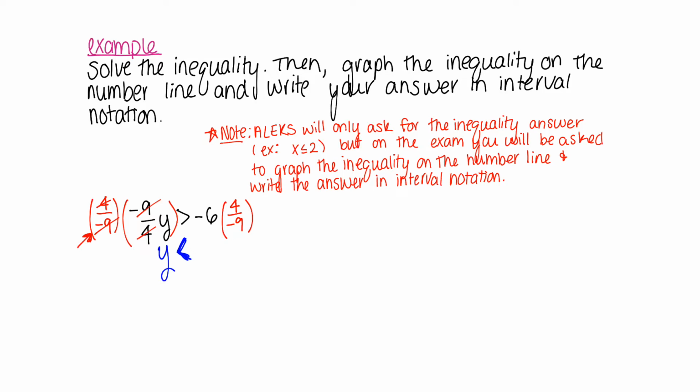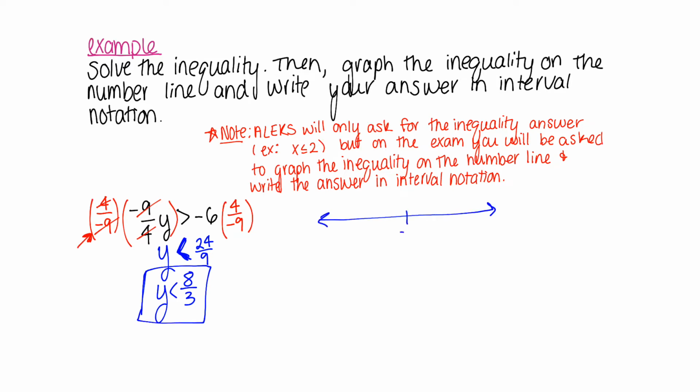You're just left with a y here. -6 times 4/-9, you could do that in your calculator. If you multiply a negative and a negative together, it's going to be a positive. I'm just going to do this one by hand because I can. So 6 times 4 is 24/9. This simplifies. 24 and 9 are both divisible by 3, so 24 divided by 3 is 8. 9 divided by 3 is 3. So y is less than 8/3 is our answer.